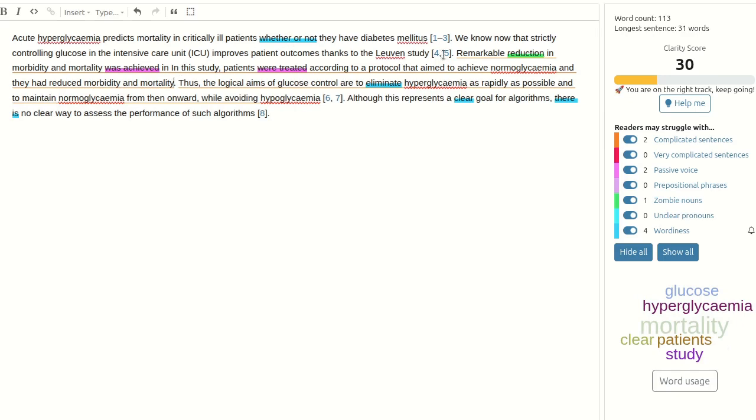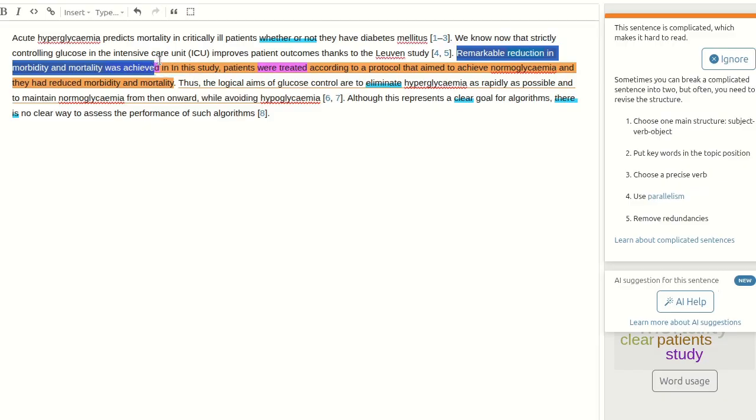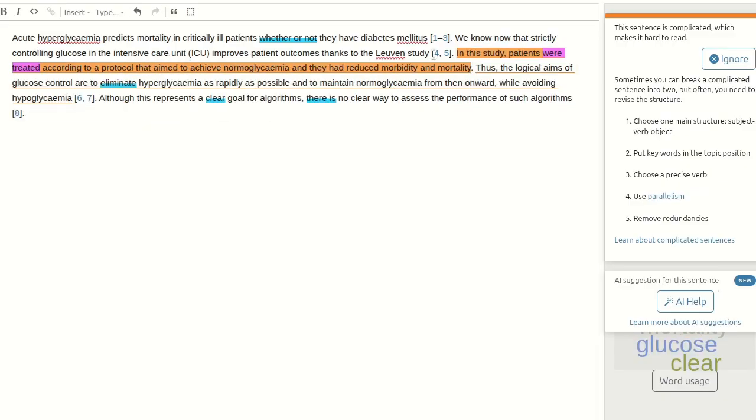If I do that, then I can get rid of "remarkable reduction in morbidity and mortality was achieved in." I can get rid of that from the beginning of the sentence. And I can have, in this study, patients were treated according to a protocol that aimed to achieve normoglycemia. Here you can do a comma and they had reduced morbidity and mortality. You can nuance it. They had significantly reduced morbidity and mortality, and here maybe it makes sense to nuance it because you had "remarkable" in the first sentence. So this is one way of doing it.